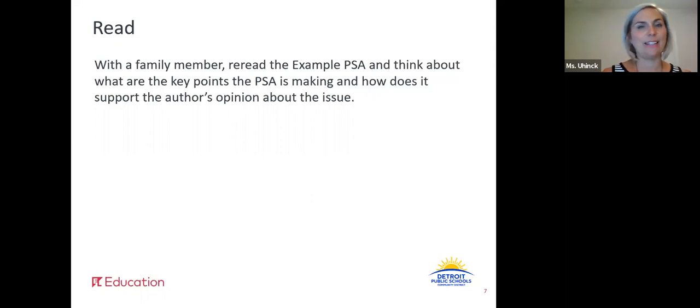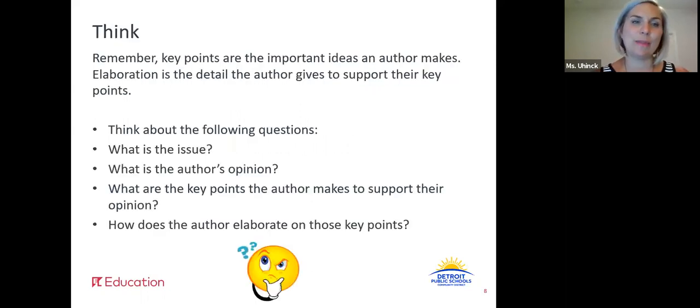All right, great. Now that we've read that PSA, let's do some thinking. Now remember, key points are the important ideas an author makes. So elaboration is the detail the author gives to support those key points. All right, so you have the key points. It's the important ideas an author makes, right, that really supports that opinion. And then you have the elaboration. And that's the detail the author gives to actually support those key points.